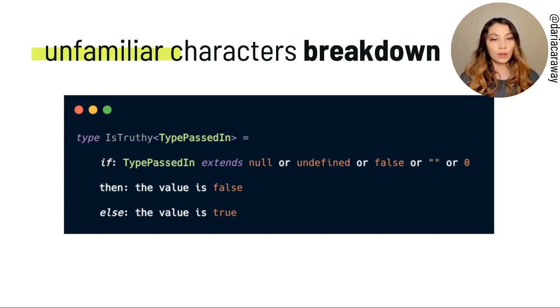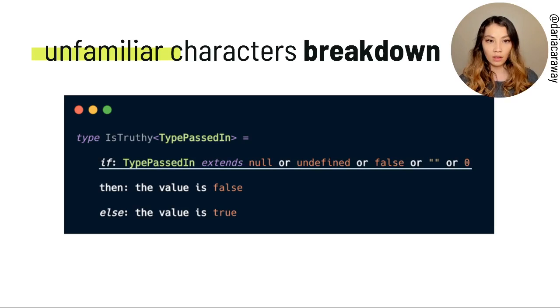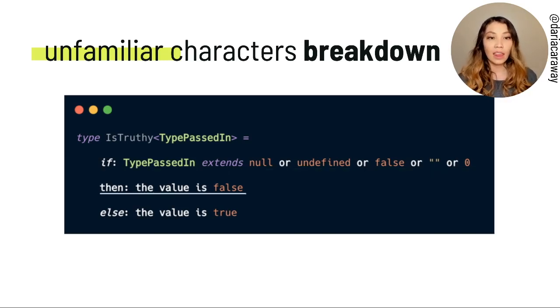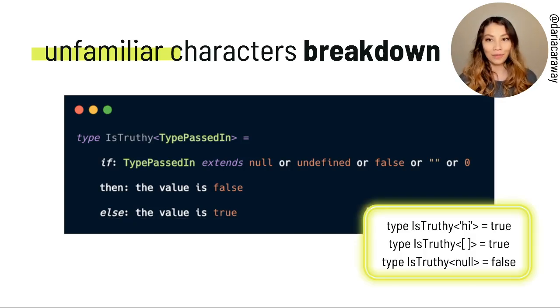So putting those words back into our type, we have type is truthy. If the type passed in extends null or undefined or false or empty string or zero, then the value that this type will give you is false, because that means the type is not truthy. Otherwise, the value is true, because that means the type is truthy. And what that gives us is a type that tells us if another type is truthy or not.